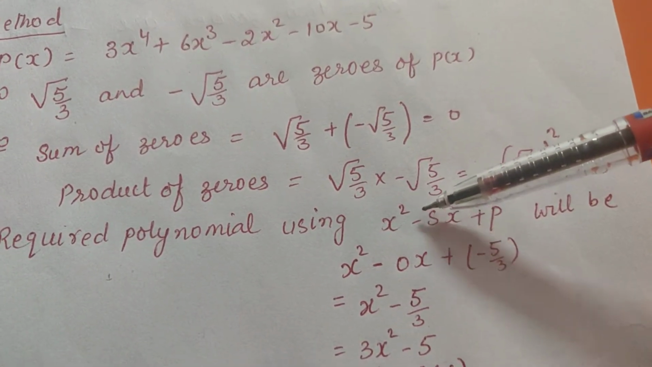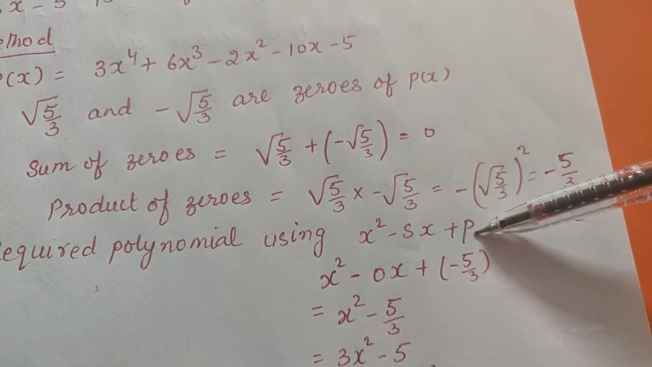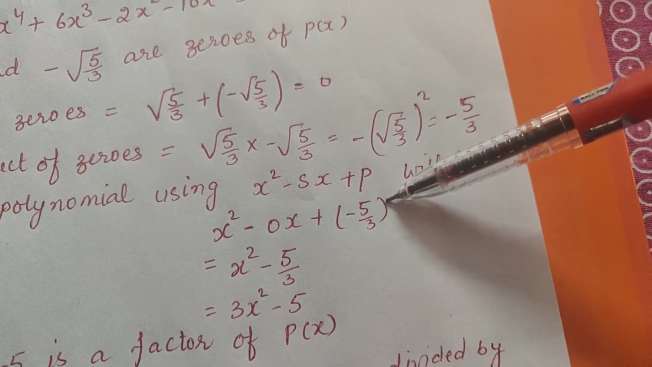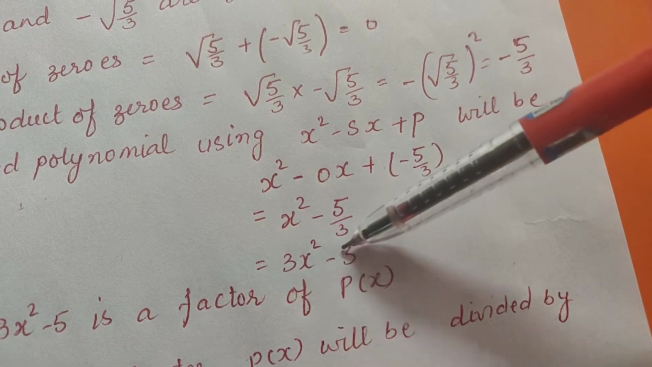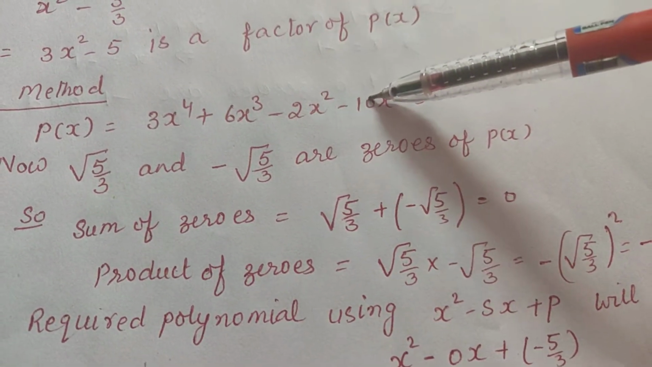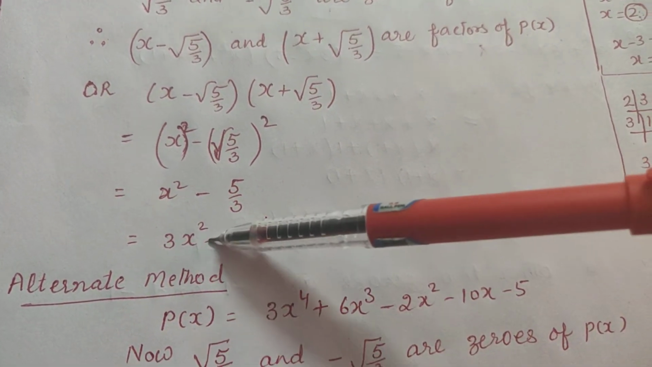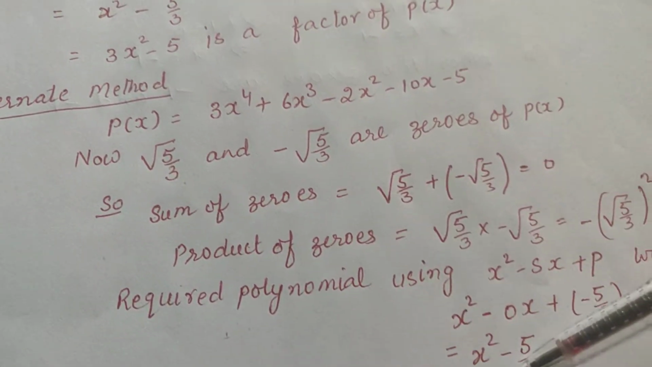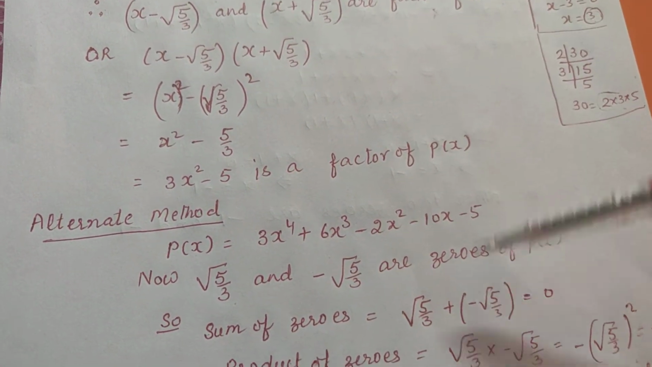So by using the formula x square minus sx plus p for finding the quadratic polynomial, I have found this: x square minus 0x plus minus 5 upon 3. So I got this polynomial 3x square minus 5, and this is a factor of the given polynomial. So I can find it like this also. Same 3x square minus 5, and I can find it by this method also. This is an alternate method. Either you have to do this or this. You don't have to do both. One of them you have to do.